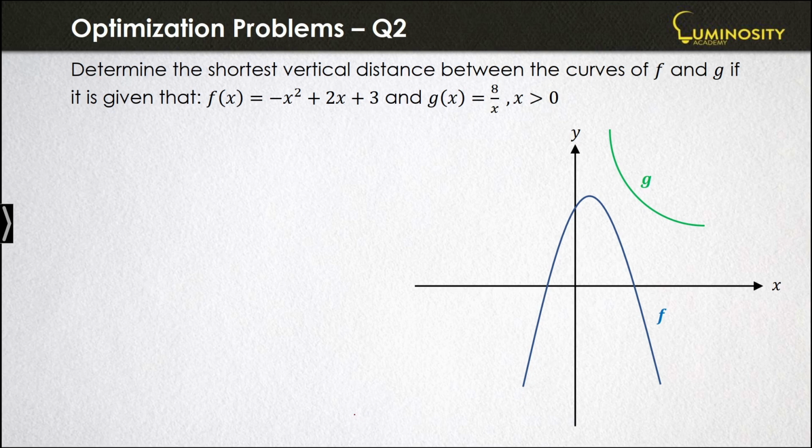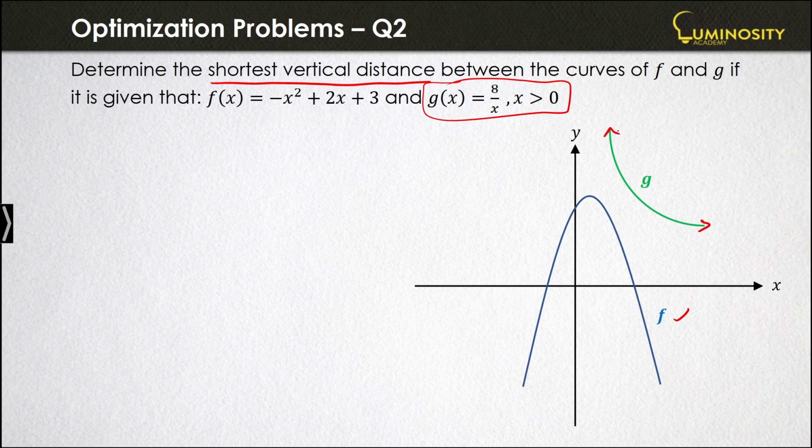We want to determine the shortest vertical distance between the following curves f and g if it is given that f of x is negative x squared plus 2x plus 3, so that's this quadratic function f, and then g of x equals 8 over x for x greater than 0. So this is the restricted domain of a rectangular hyperbola, 8 over x. So it's only in this positive region, the first quadrant.